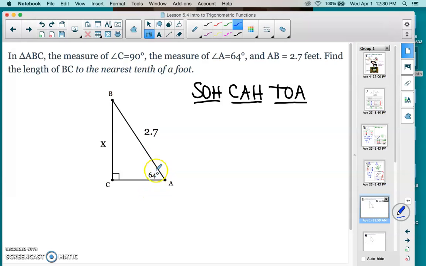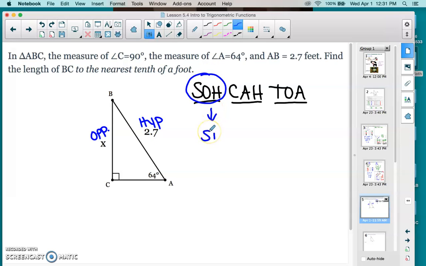Here's what we know. We know that this angle down here is 64, and we know that this side would be opposite of that angle. And we know that 2.7 is the hypotenuse because it's the longest side of my triangle. So if I know an angle measurement and I know this is opposite and hypotenuse, I'm going to be able to use sine to help me solve this problem.